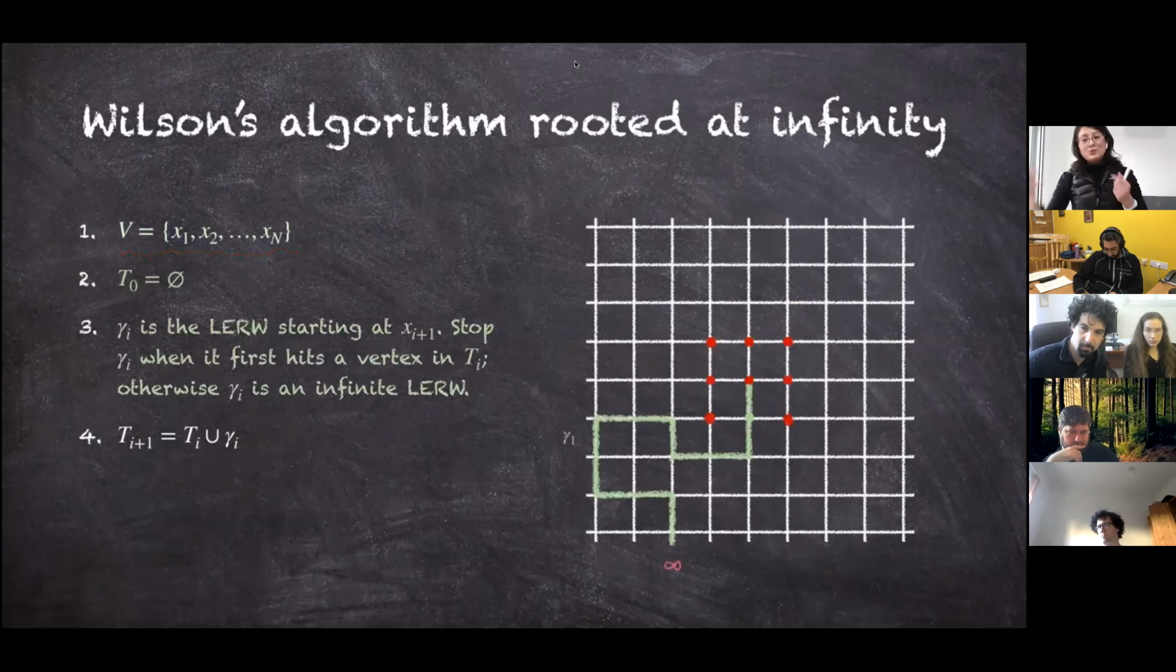And then I will construct the second one on my sequence of trees. And for doing that, I run a loop erased random walk. So I pick the first vertex in my enumeration, and I let gamma 1 be a loop erased random walk starting from that vertex. And it will stop if I hit anything that I have built before. But before I had nothing, so it will never stop. So essentially, this is going to be a loop erased random walk that goes to infinity.